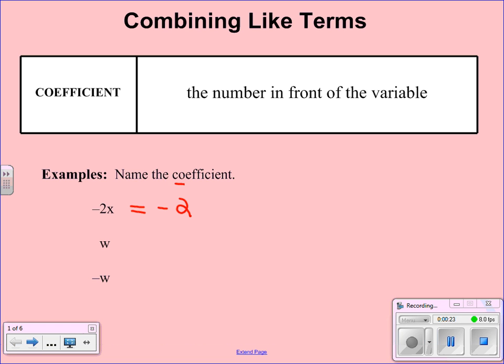Next we have w. It may look like there is not a number in front of the w. I like to call it the invisible 1, and I always tell my students to put the 1 in front, even if you don't see it there. And then obviously the coefficient is 1. The next one would have an invisible negative 1. The negative sign is already there. We just have to add the 1.